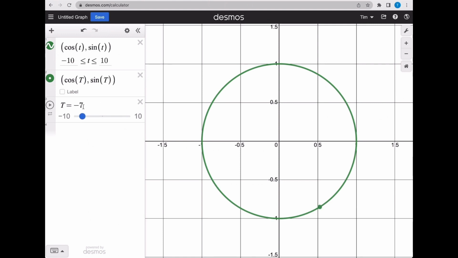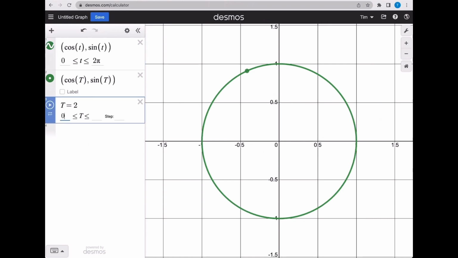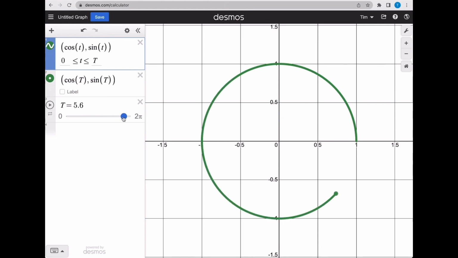So if we only want the circle sketched out once, we need to range the parameter from 0 to 2 pi. So if we range the parameter from 0 to 2 pi, then we get the circle just traced out once. So it starts here, and we get the circle traced out exactly once. We could see the entire thing being traced out actively. If we change this upper limit to capital T, here's the unit circle being traced out exactly once as the parameter ranges from 0 to 2 pi.